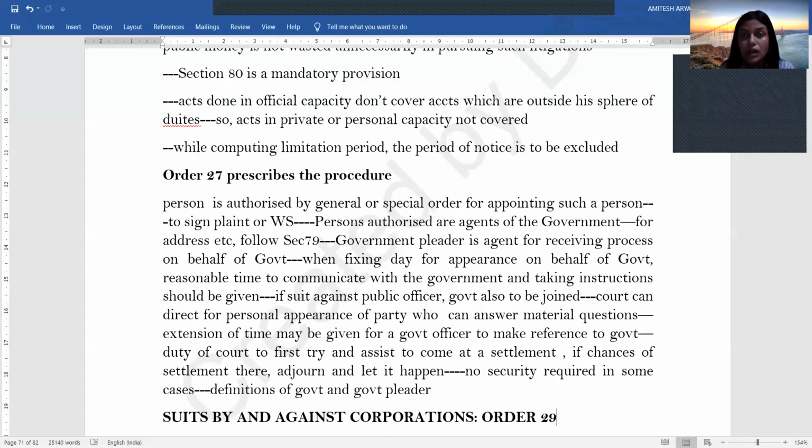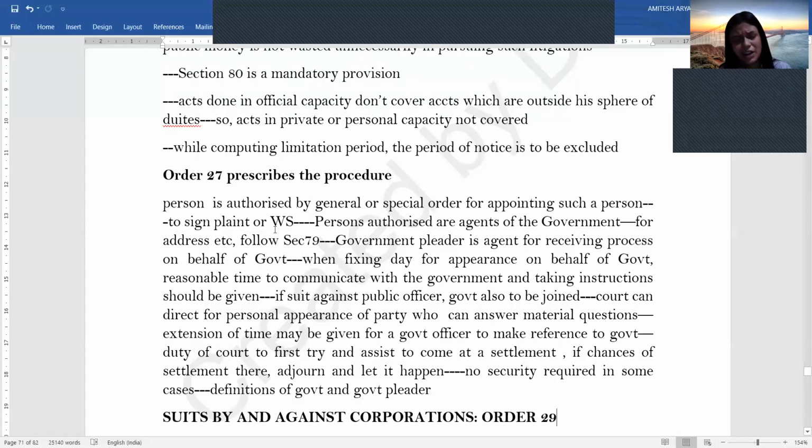And in a suit by or against the government, the first thing the court always tries is to come at a settlement. If there are chances of settlement, it will adjourn and let the same happen.